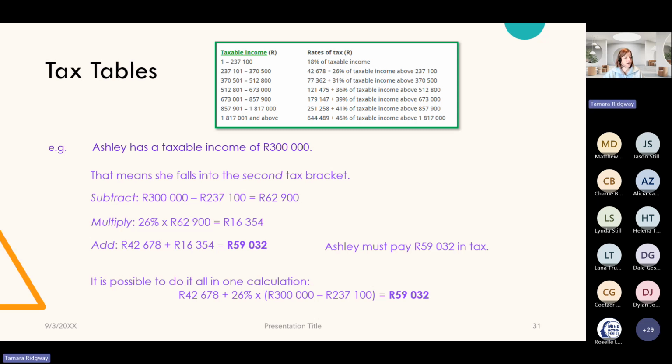All right, then we get on to rebates. Just in case your mind went off, we're focused only on the income tax.